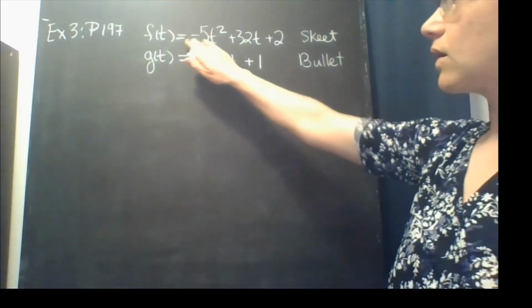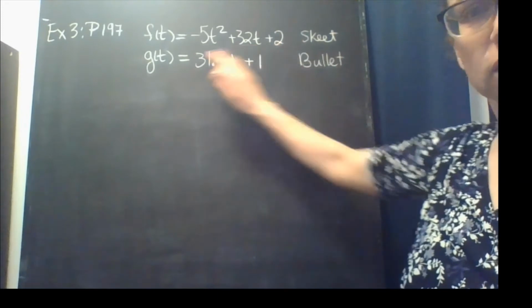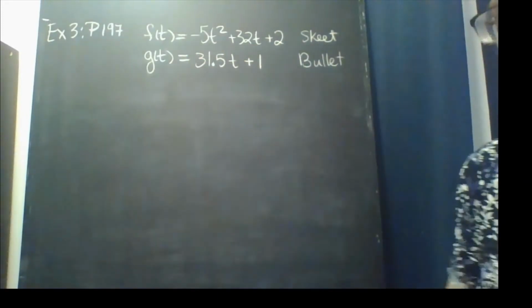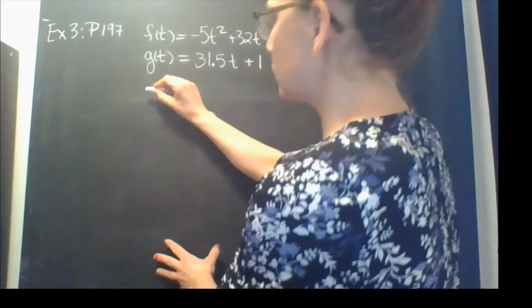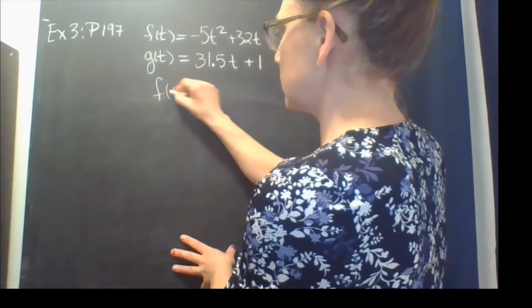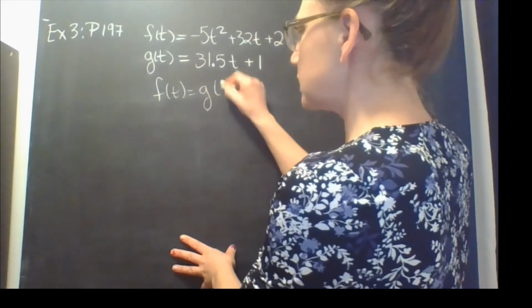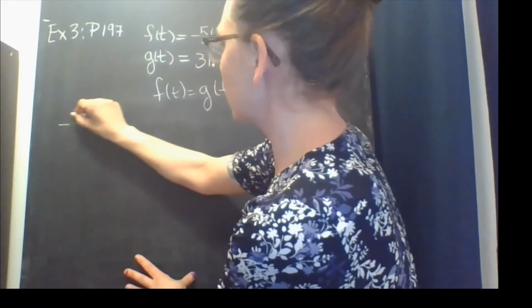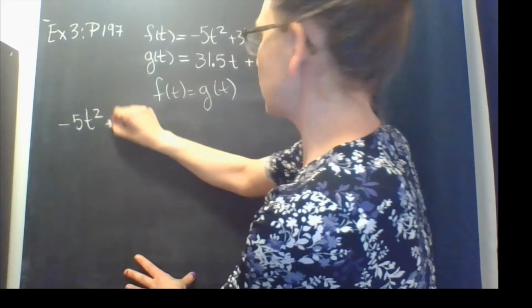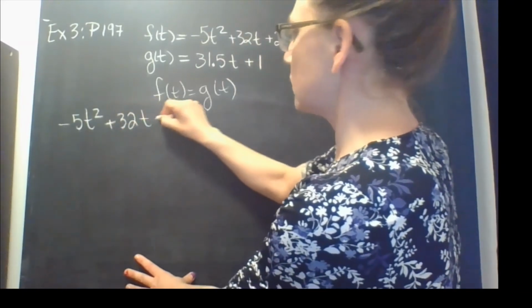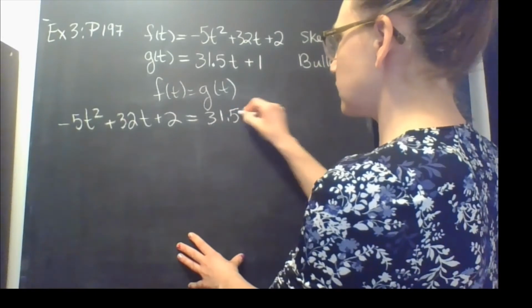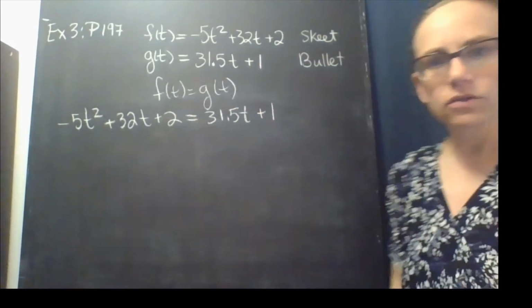We've got our quadratic function, which is our skeet. We have our linear function, which is our bullet, and we have to figure out when they meet. So to do that, we're going to set our two functions equal to each other. So we're going to say f at t is equal to g at t. So let's write the two functions side by side. So we've got negative 5t squared plus 32t plus 2 all equal to 31.5t plus 1. So we've just set them equal.